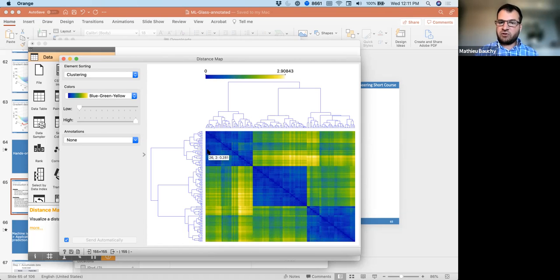So that's another visualization. The advantage of this is that even if you have a lot of features, you can still just calculate the distance between all of those glasses, and that gives you a map that you can try to understand as a human.